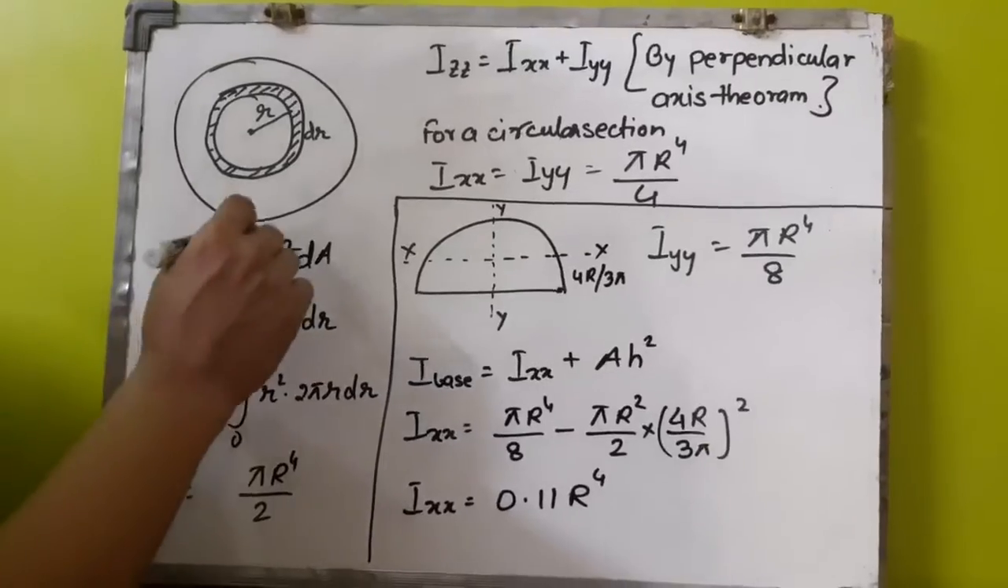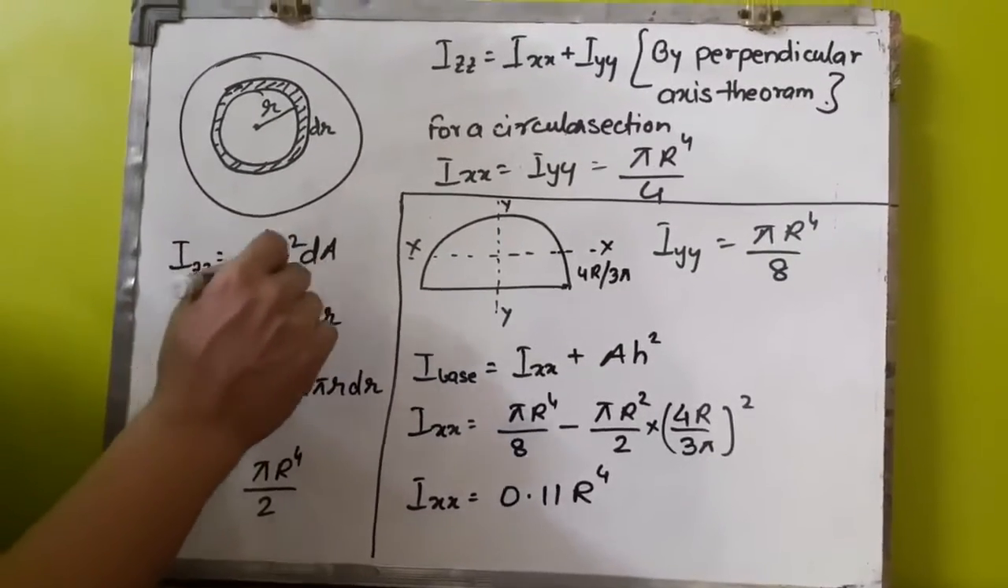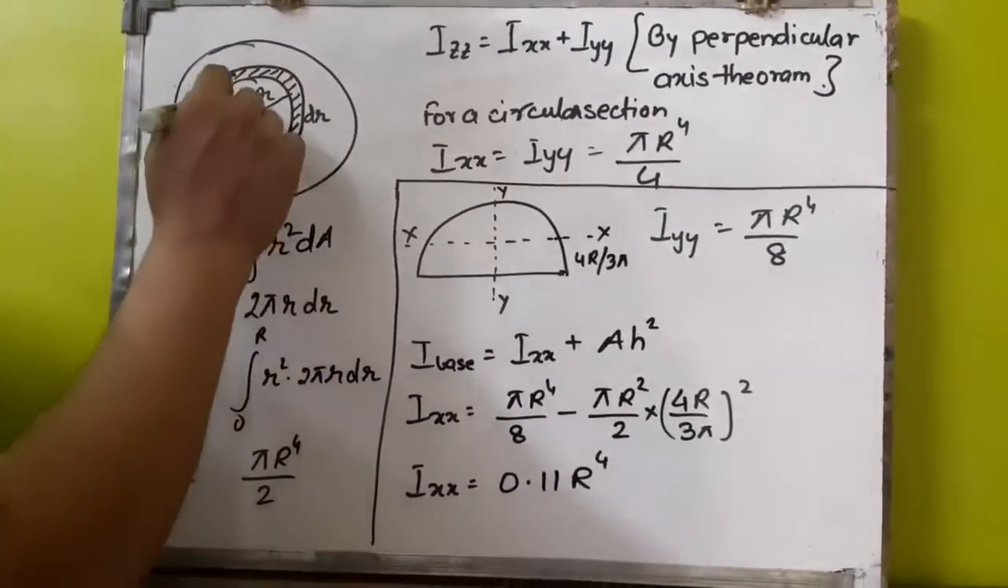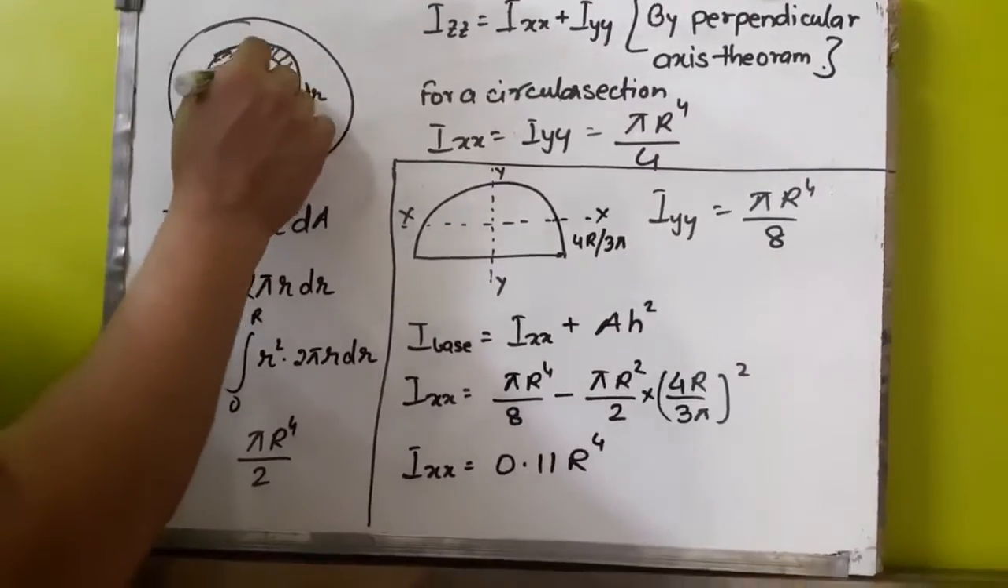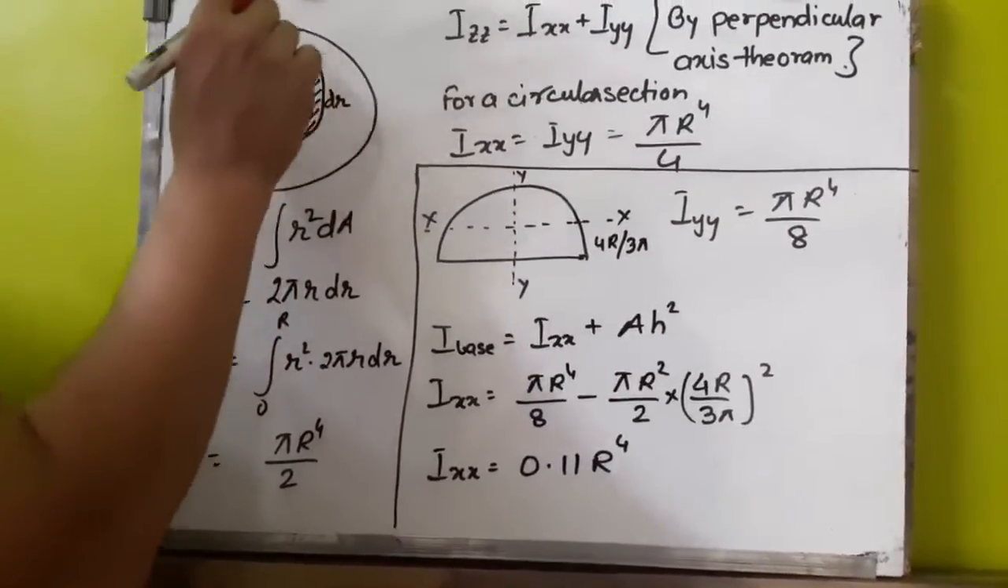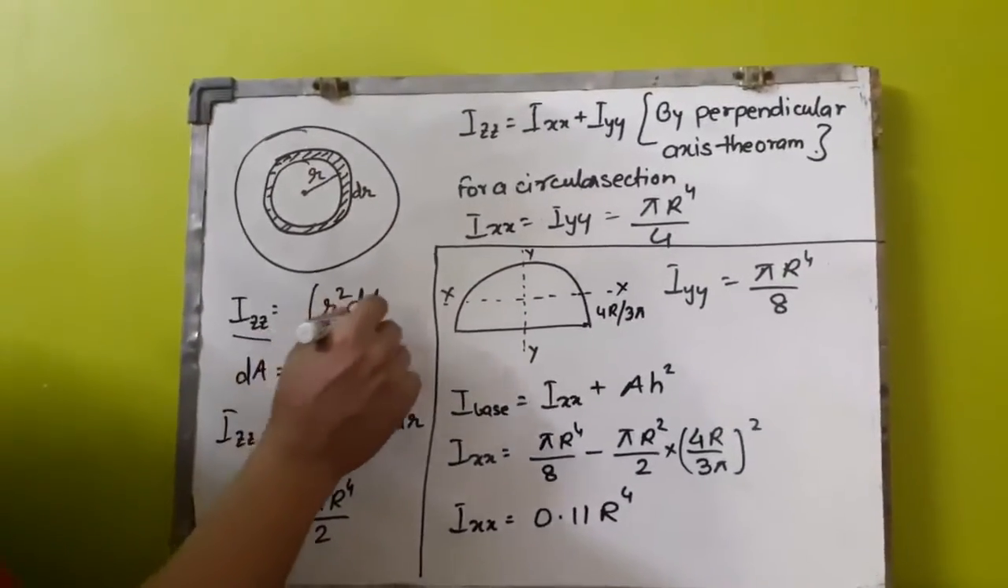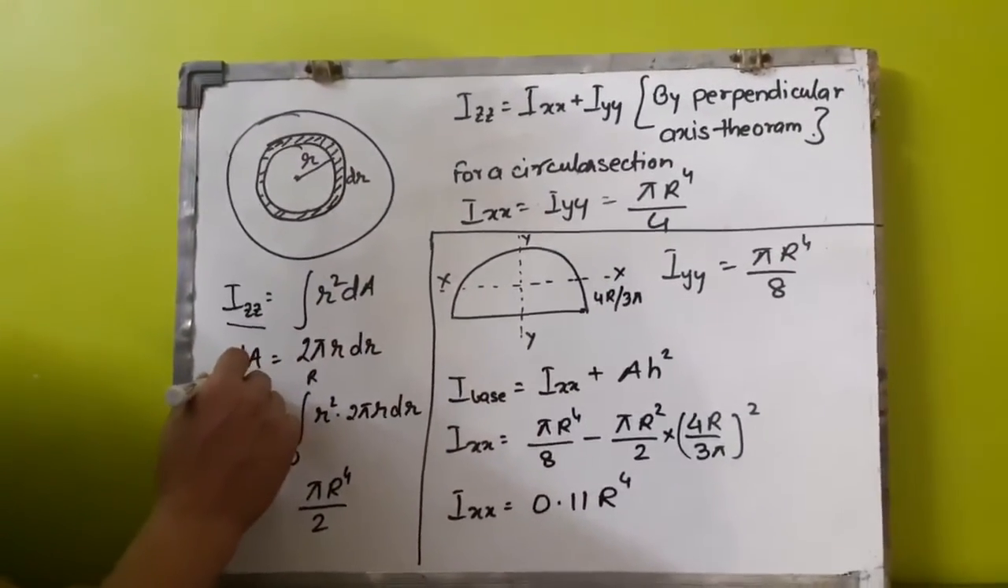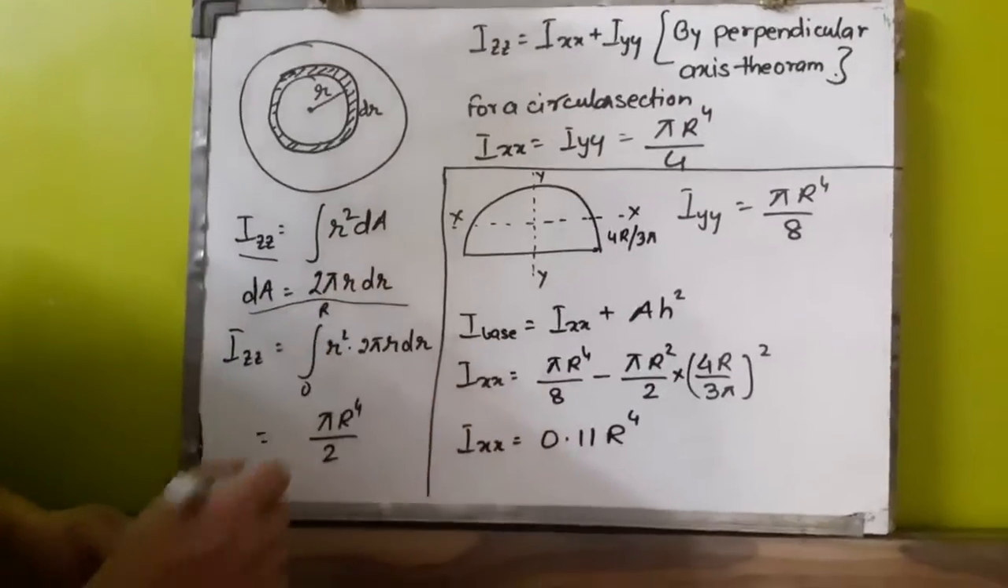So Izz becomes equal to integral r square dA, where r is the distance of the elemental strip from the centroidal axis, and dr is the thickness of the elemental strip. So this is r square dA. Now dA, the elemental area, is given by 2 pi r dr.